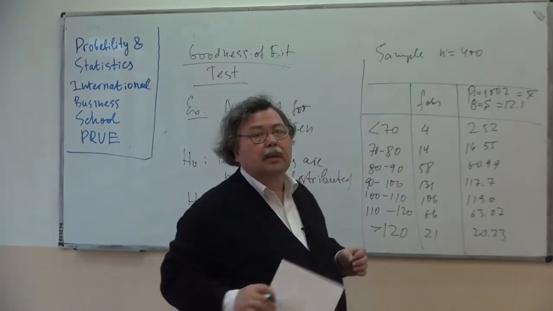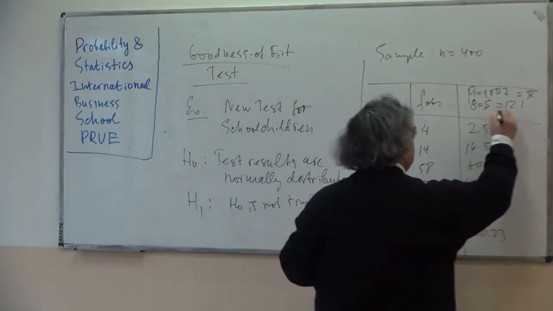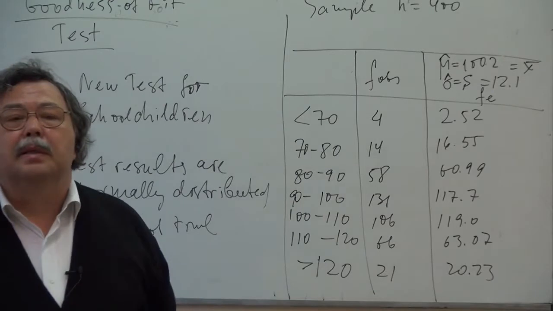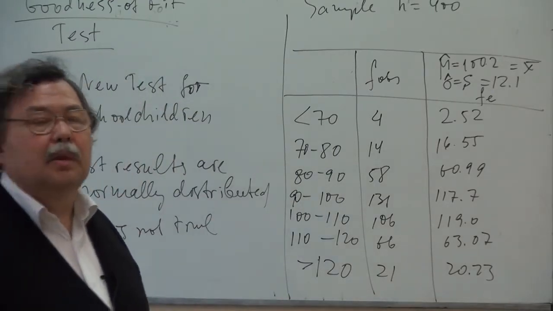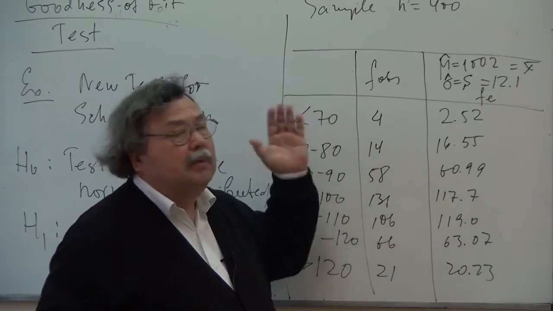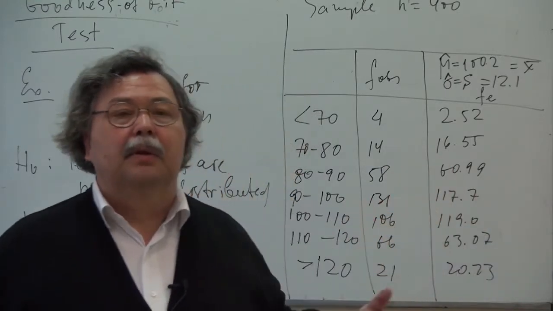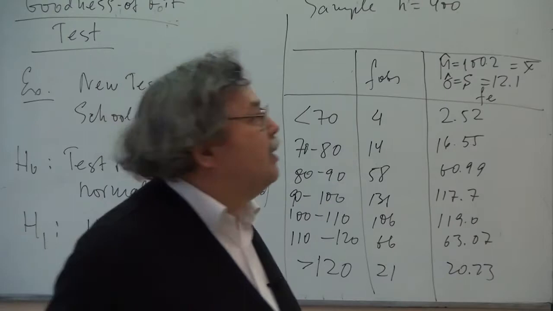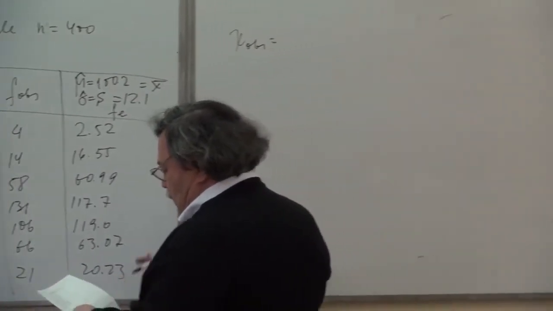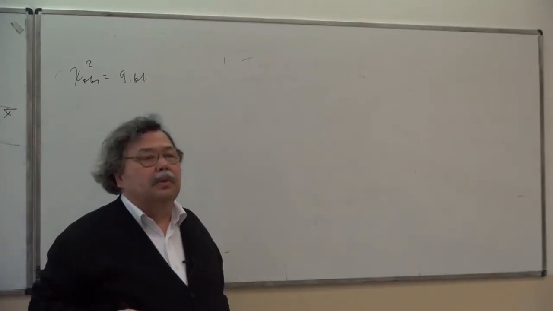Well, again, these are not integer numbers, and we don't expect them to be integer. These are the expected frequencies. We would expect to see these frequencies if we really had a precise normal distribution with these parameters. All right, now we have expected frequencies, we have observed frequencies, and what follows is very similar to what we've done before. We compute an observed value of chi-square, and here it's 9.61.